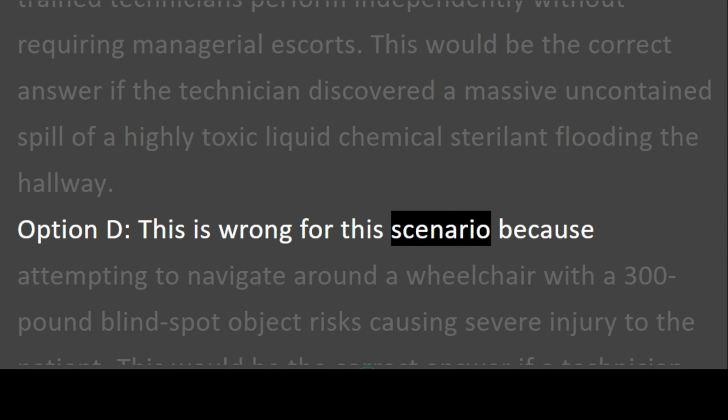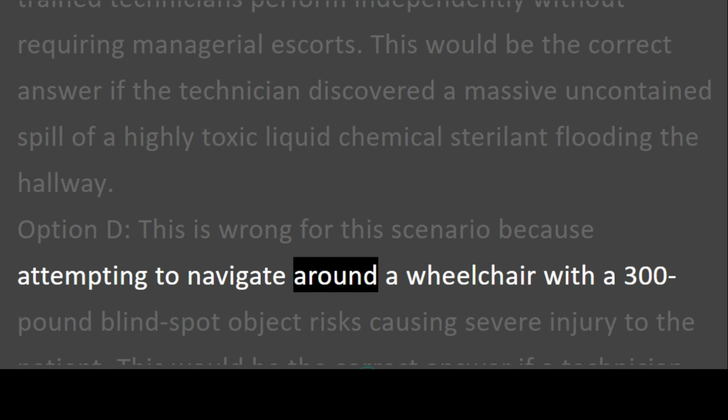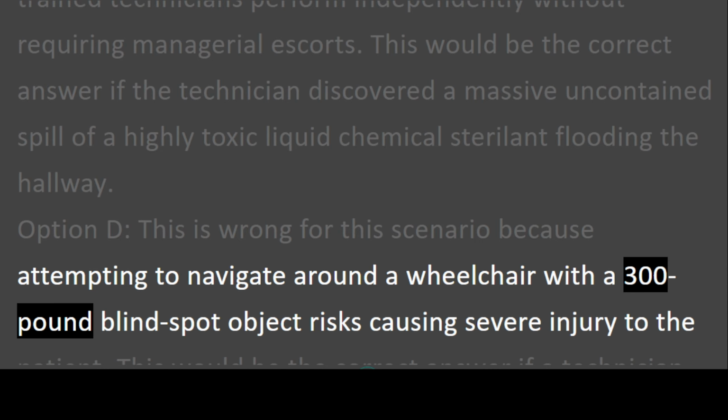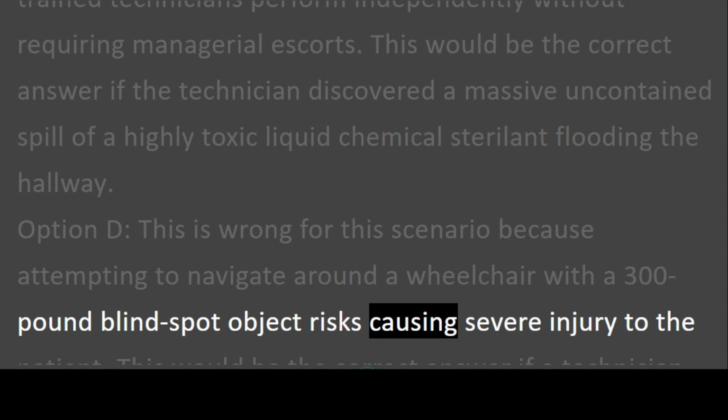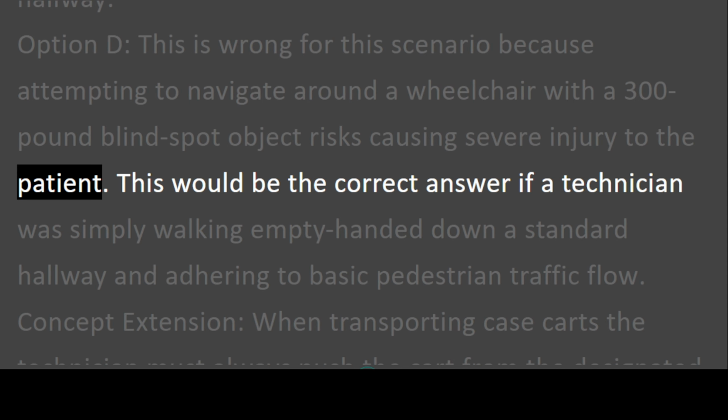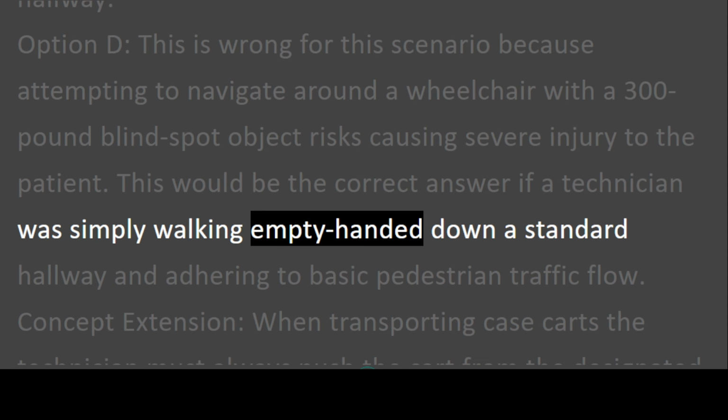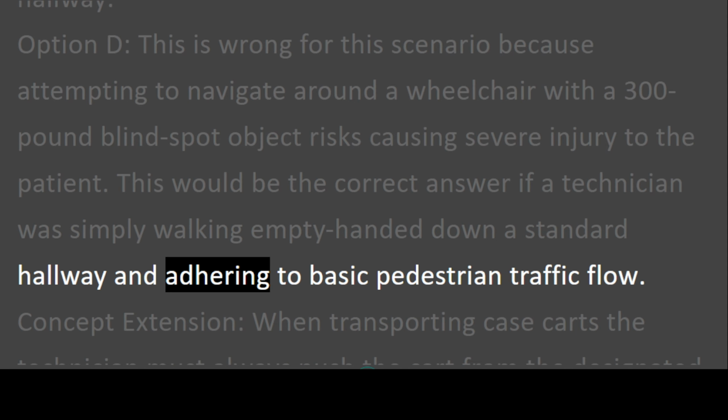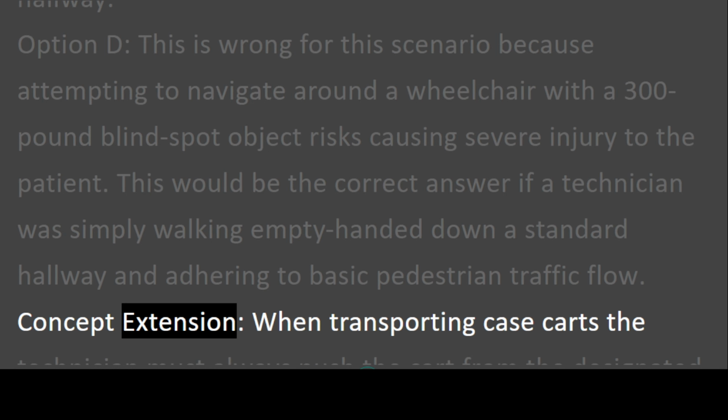This is wrong for this scenario because attempting to navigate around a wheelchair with a 300-pound blind spot object risks causing severe injury to the patient. This would be the correct answer if a technician was simply walking empty-handed down a standard hallway and adhering to basic pedestrian traffic flow. Concept extension.